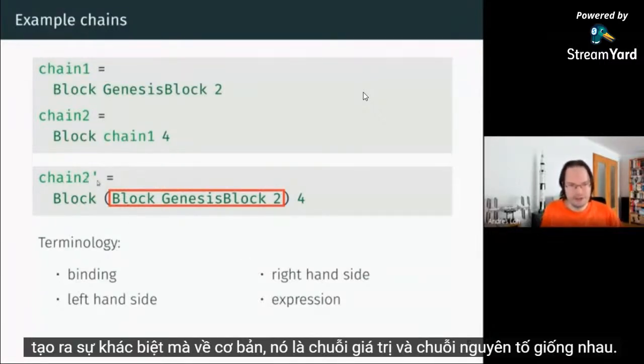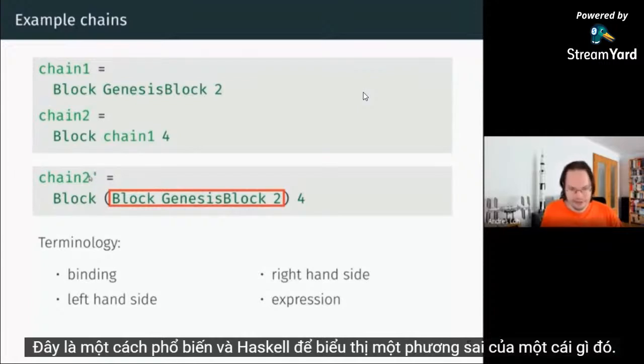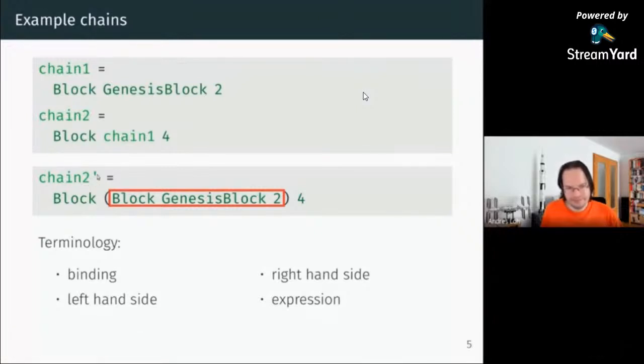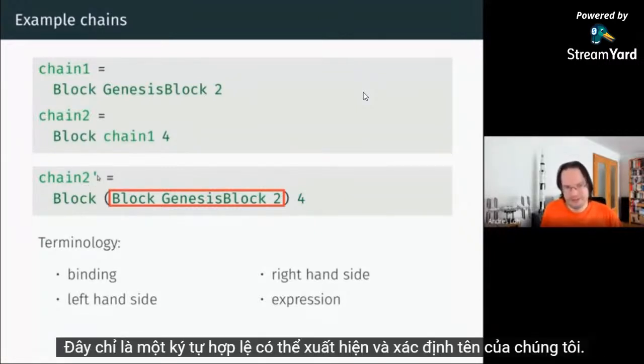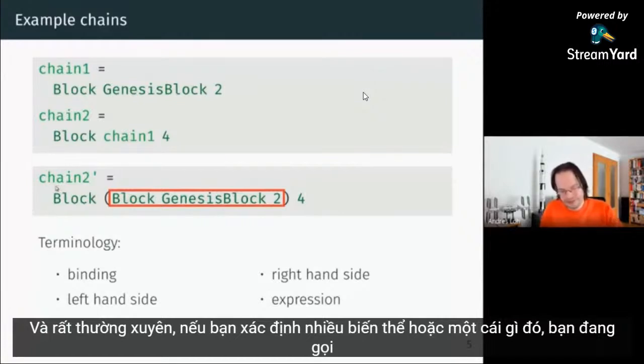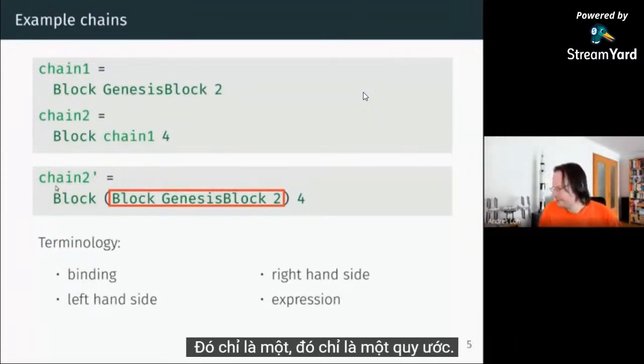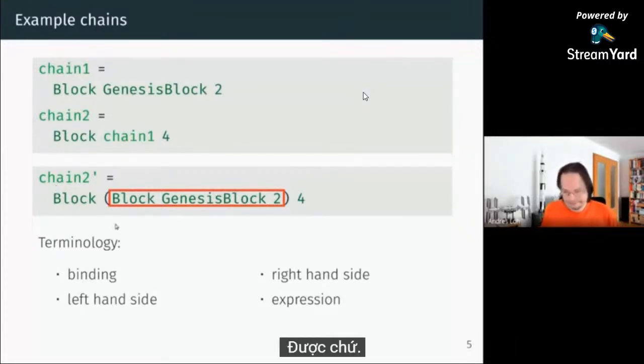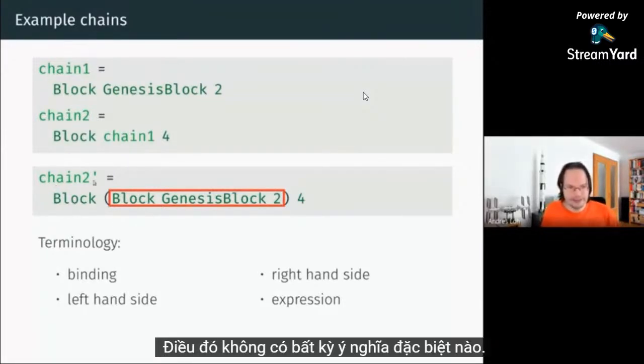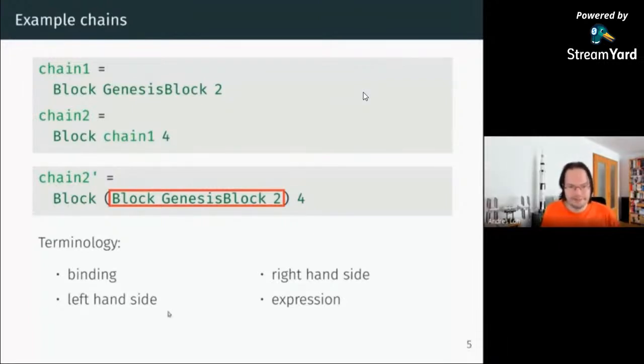And chain 2 prime, this is a common way in Haskell to denote a variant of something. So prime is just a valid character that can occur in identifier names. And very often, if you define multiple variants of something, you're calling them f, f prime, f double prime, or something. That's just a convention. Okay. It doesn't have any special meaning. This is not an operation of some sort. It's just part of the name.